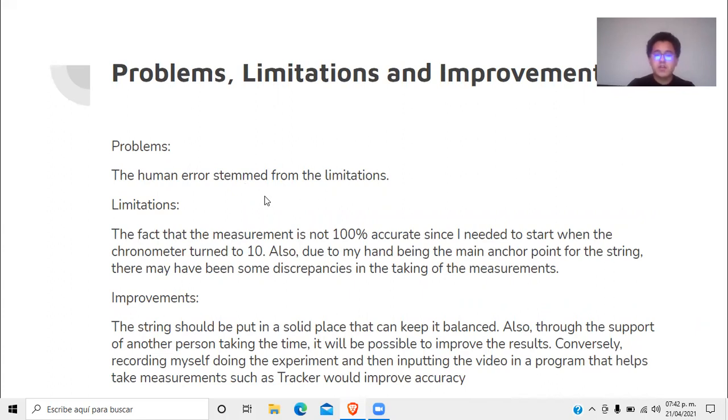And also, due to my hand being the main anchor point for the string, there may have been some discrepancies in the taking of the measurements. However, there can be some improvements to this.